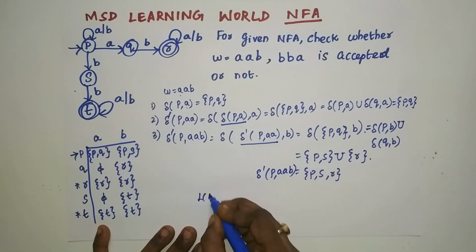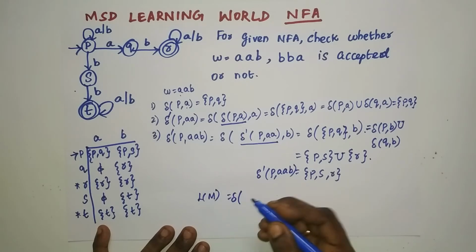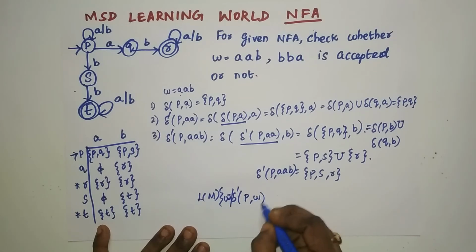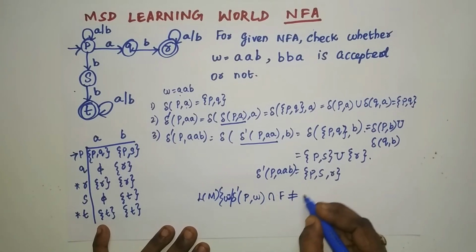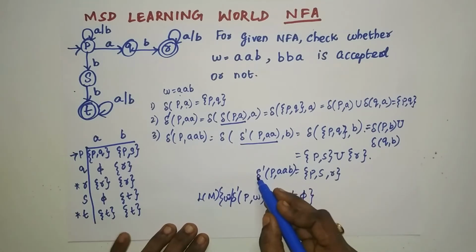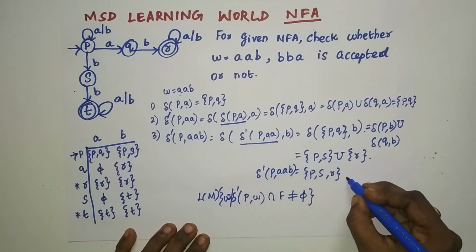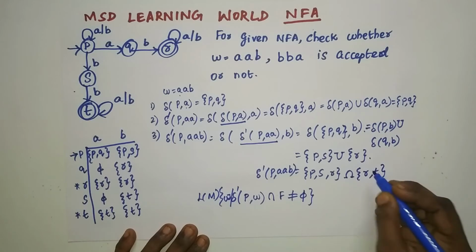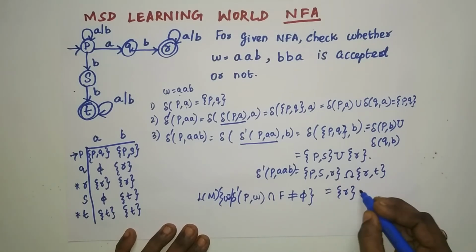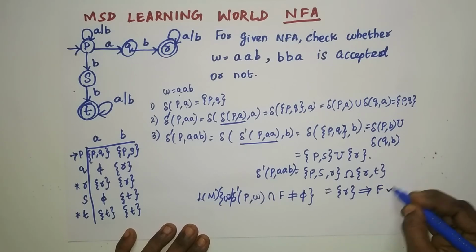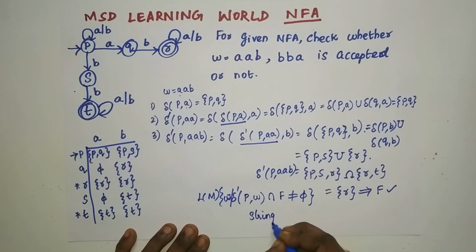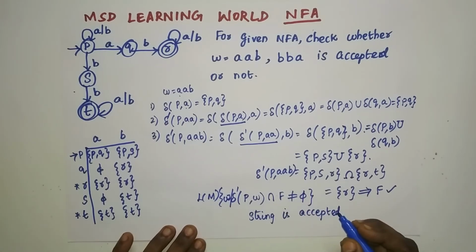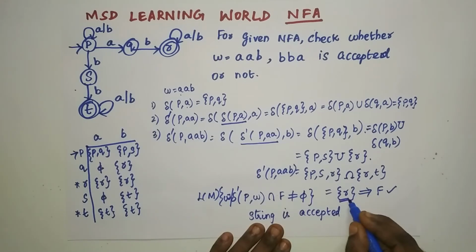As we already know, the language of the machine is the set of all strings W where del dash of P, W intersection the final states is not equal to empty. Now this resulting set, when you intersect it with the final states R, T, you will get R, which belongs to the final states. So the string is accepted. So W equal to AAB is accepted. This is how you have to check whether the string is accepted or not for the NFA.